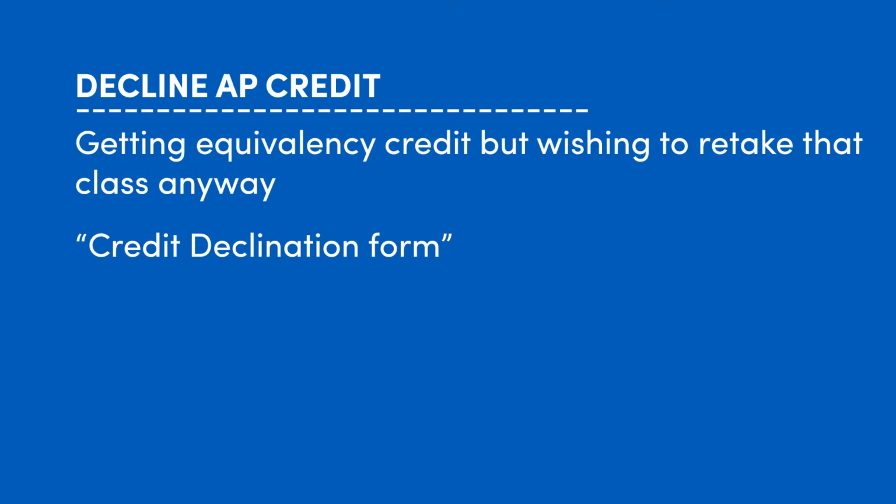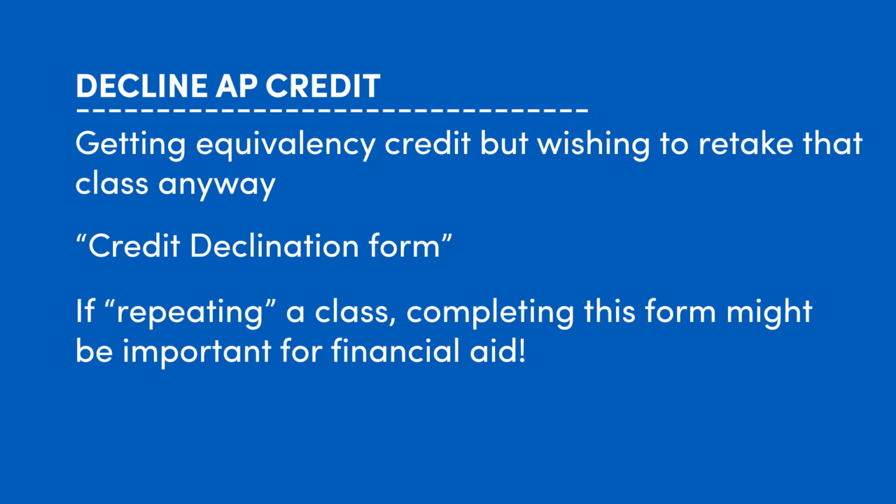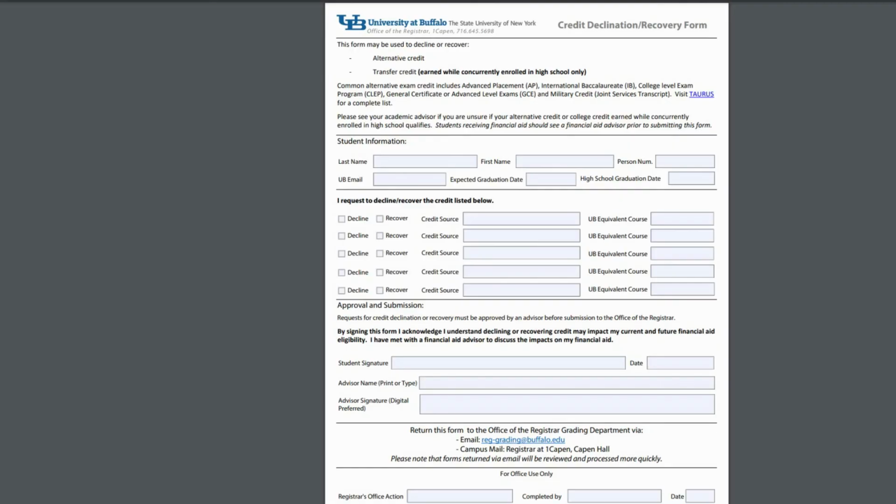foundation. If you choose to take a UB class equal to AP or transfer credit that you're coming in with, completing the declination form is often important for financial aid reasons, so it's not considered a repeated class. Here's what the form looks like. You can also decline college transfer credit taken while in high school using the same declination form. Here's a quick example of how you start filling it out. If you have questions about any of this or what the best options for you are, please speak with your academic advisor or reply to the emails received.